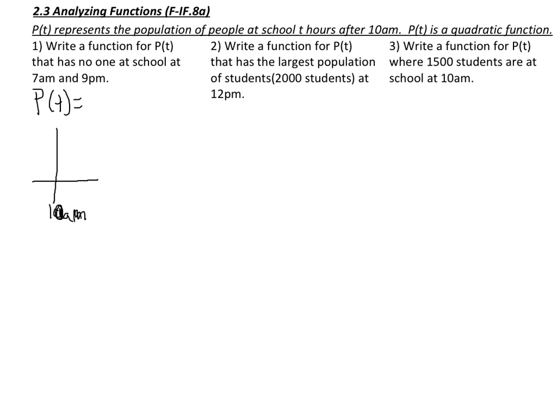Are you okay there'll be no one at school at 7 a.m. nor at 9 p.m.? Are we okay? We're making a dot here at 9 p.m. and at 7 a.m. 10 a.m. is your middle, is your axis. Now, if I have 2 dots, isn't this called intercept form? Can I make an equation with 2 zeros? But can I first convert these into positives and negatives?